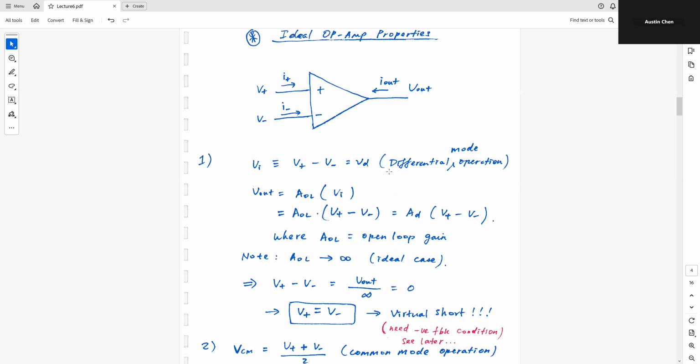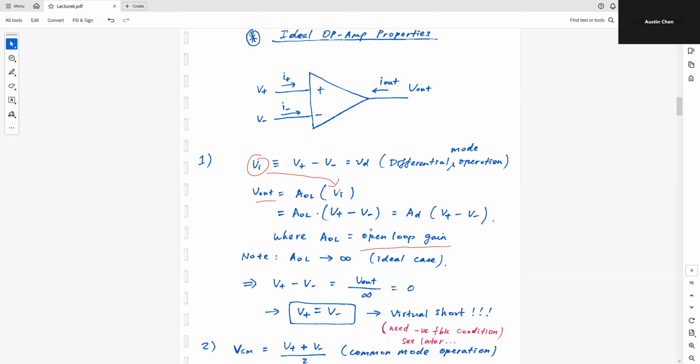So under the differential mode operation, I want my op-amp to be responsive to this differential mode, or to this difference in the input signal. Okay. So V out, this is my output. V out is therefore equal to AOL times this input signal. So this is my VI, and this is my input signal. So V out is equal to AOL times VI, where AOL is the so-called open loop gain.